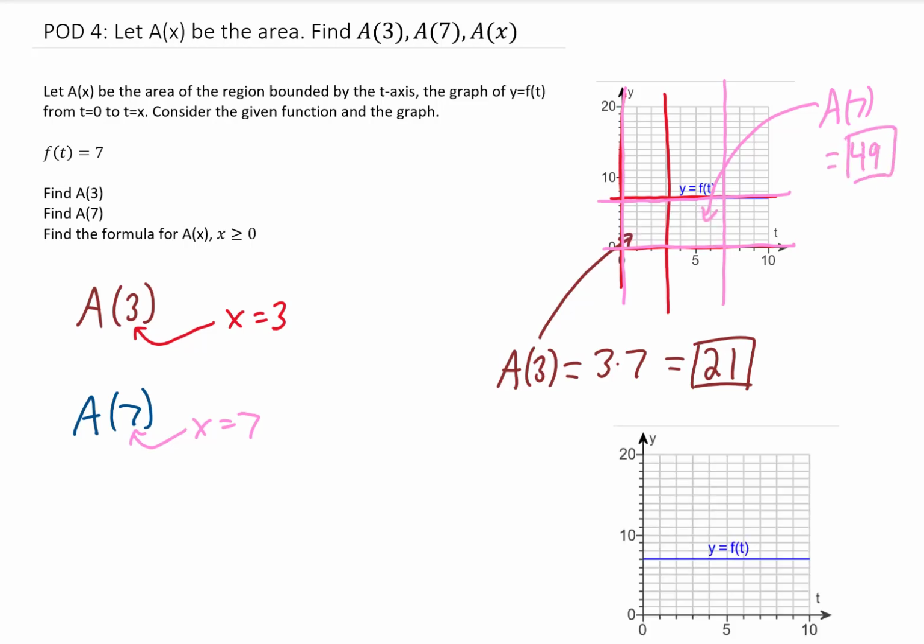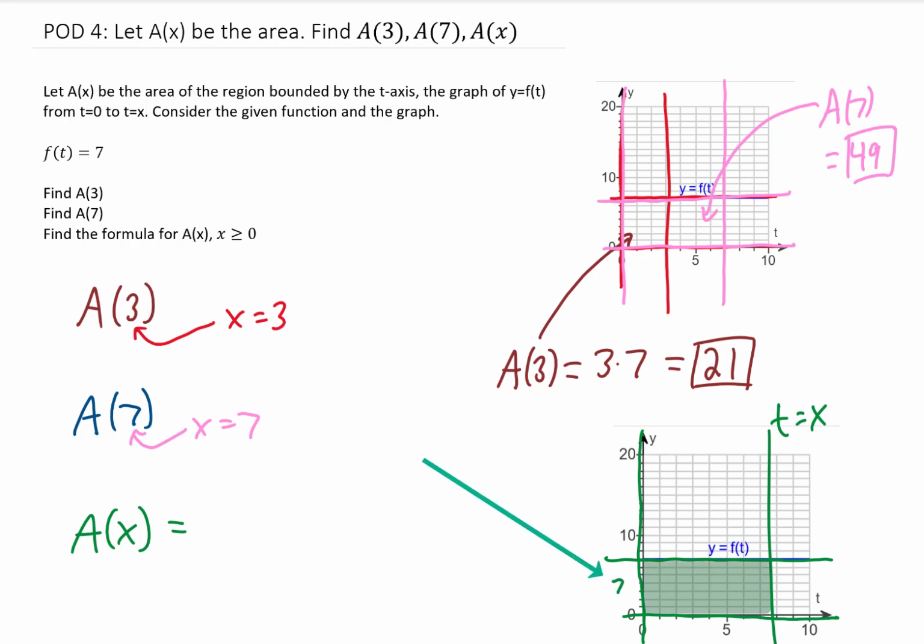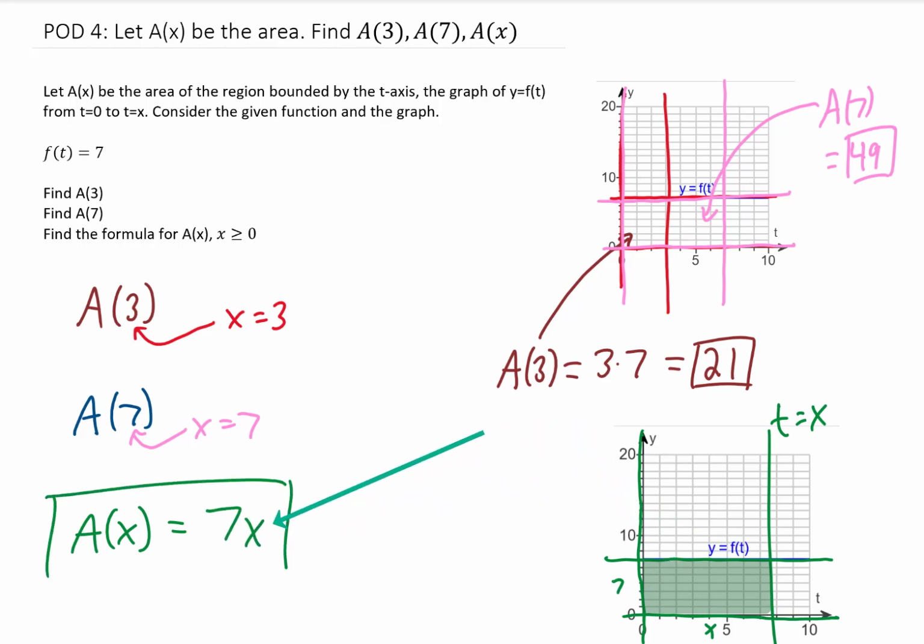For the last part of this problem, we're just going to find a formula for A of x. Now in this example, A of x represents the area between the t-axis, the y-axis, the function y equals 7, and some random line, which we'll just call t equals x. We don't know what x is, but we know that this shape in here is going to be a rectangle, and we know that the height of that rectangle is 7, and we know that the width or the length of this rectangle is just x. So the area of that rectangle is simply going to be 7x. So our formula for A of x is just going to be 7 times x.